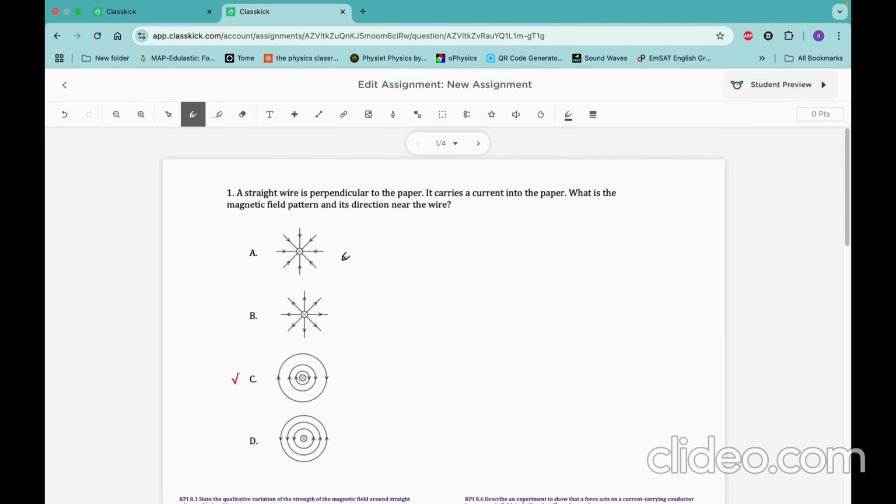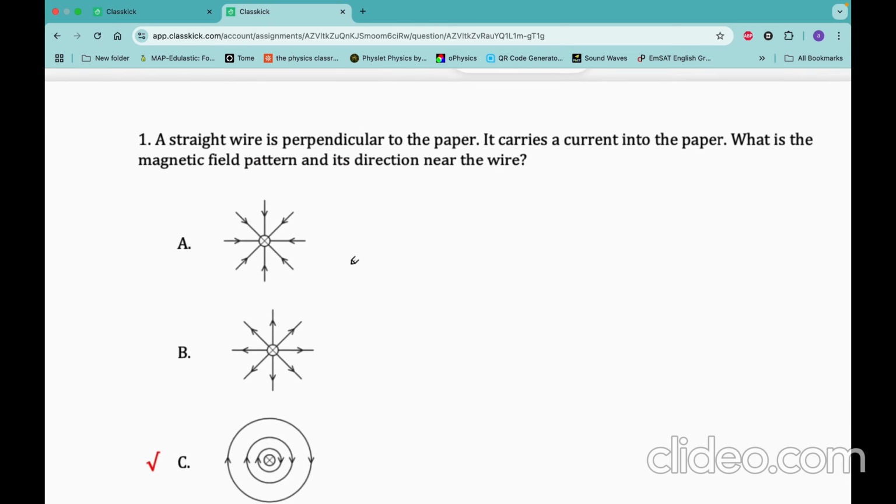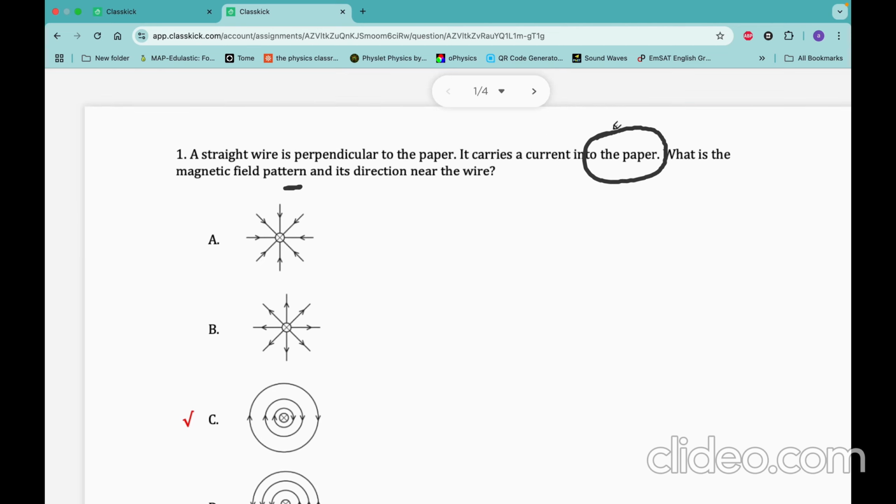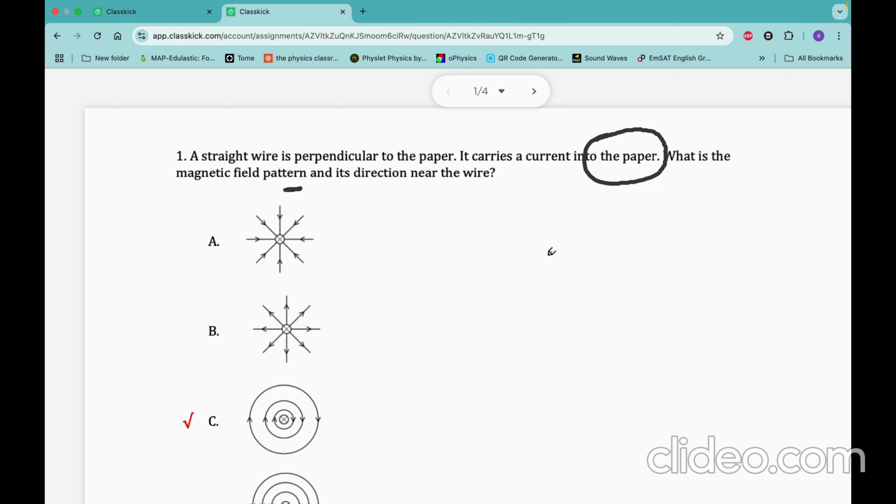So here, going to the question in the focused questions, which pattern can describe the current in a straight wire perpendicular to the paper, carrying current into the paper. So what is the magnetic field pattern? Obviously, since it's into the paper, we know the dot shows out of the page, or out of the paper, while X shows into the page. So since it's into the page, using the right-hand rule, the thumb is into the page, and this is the direction of the field. So the correct option is C.